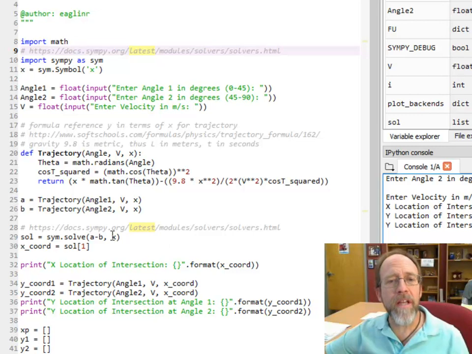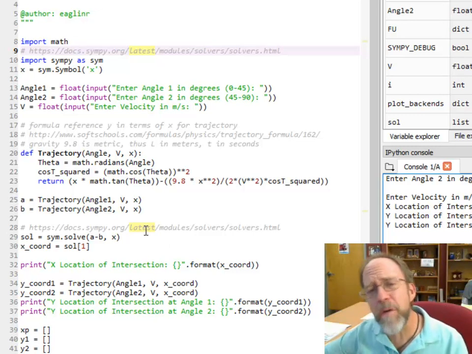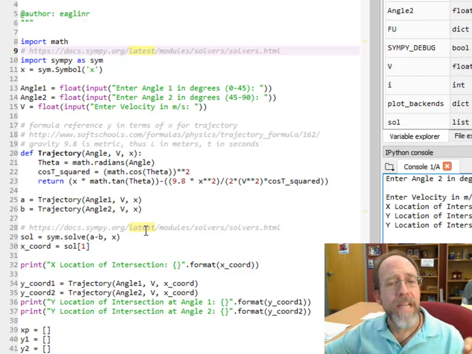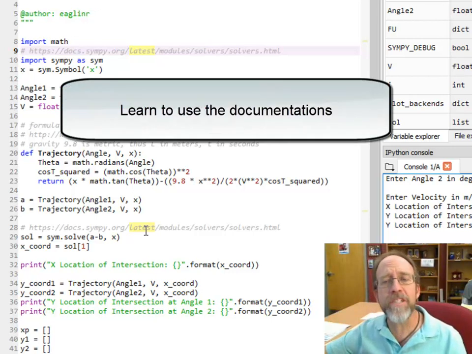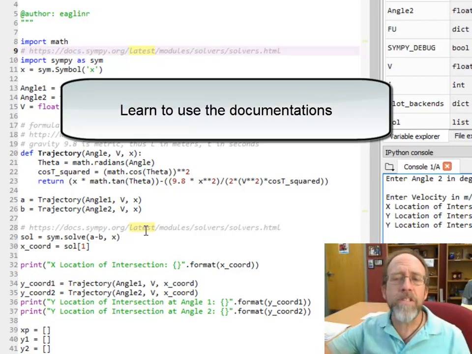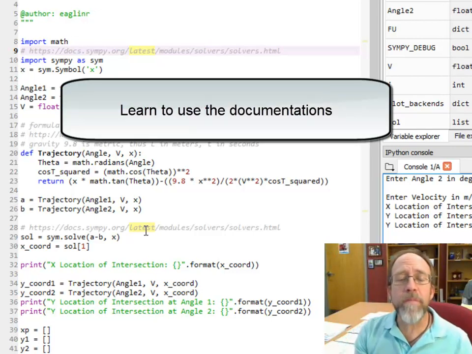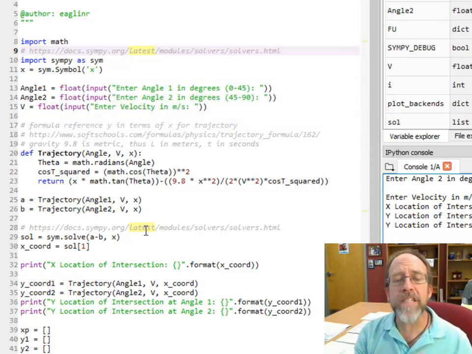Now, I didn't go into a lot of detail on solve, because I want you to go out and look at the SymPy documentation and see what's possible. And also learn from other people the approaches that they take to solve these kinds of problems, because I could have easily done all this by hand, but I didn't because I had something that would do it for me.